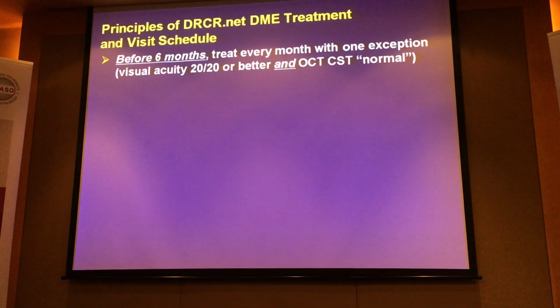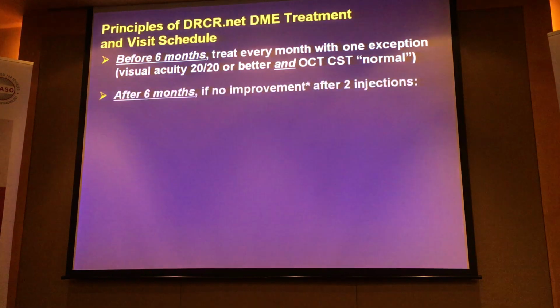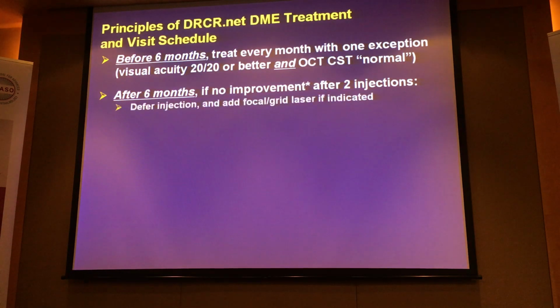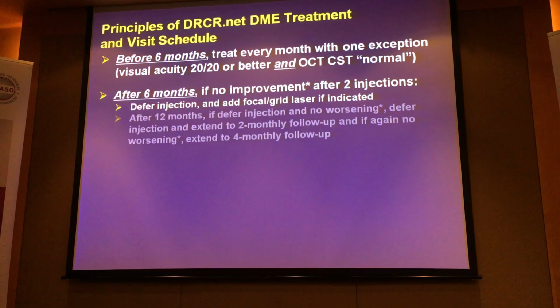Because if you go back to the DRCR-net principles, before 6 months, you treat every month unless the visual acuity is perfect, 20/20, or if the CST is normal, which is less than 250 microns. Okay. That means you keep going until perfect. After 6 months, if you don't have any further improvement, then you tolerate it. You can defer the injection and add laser. So this has actually been covered, correct? This is just to reiterate.